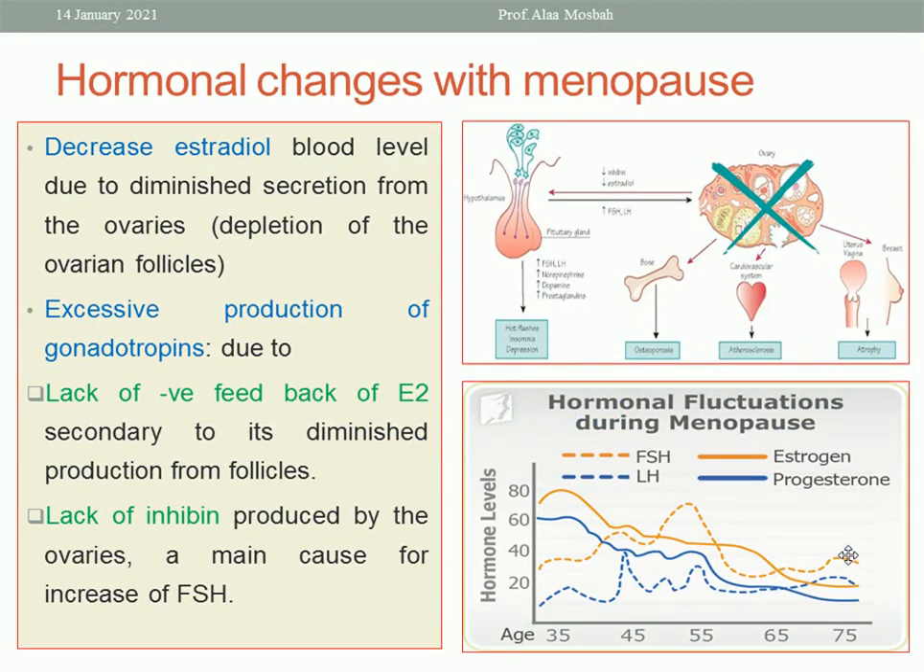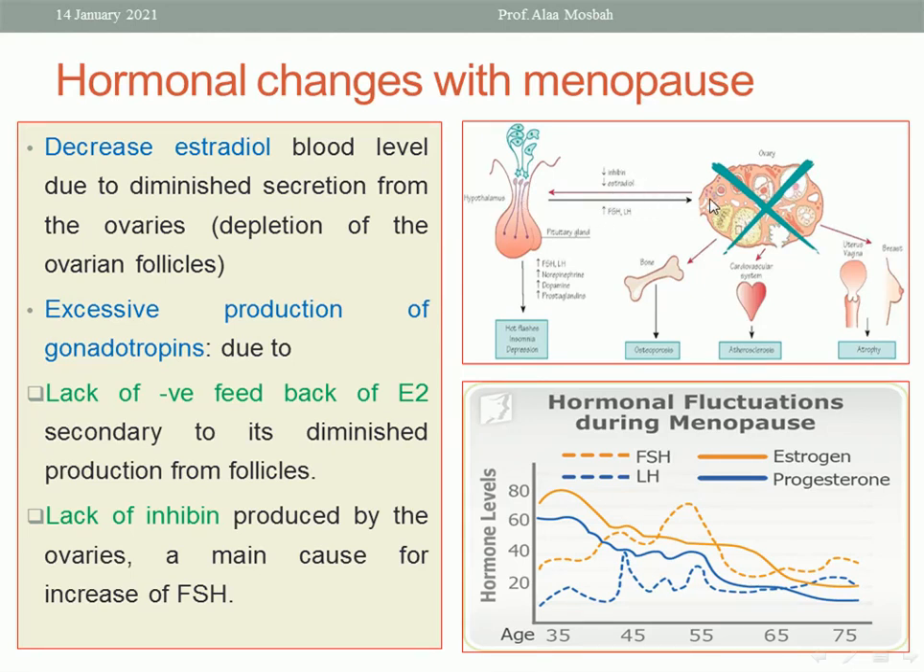So what are the hormonal changes with menopause? Please look to this picture. What is happening is that there is depletion of the ovarian follicles, so there is a decrease in estradiol. This decrease in estradiol secretion will act on the pituitary and the hypothalamus.